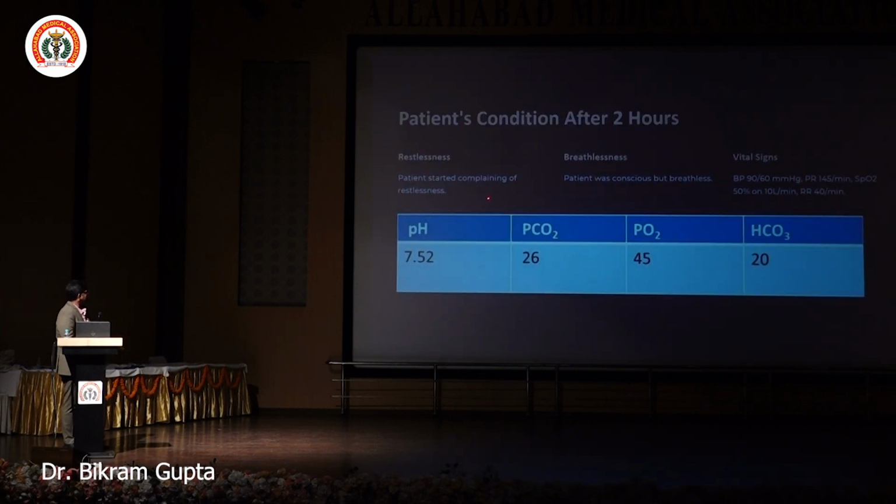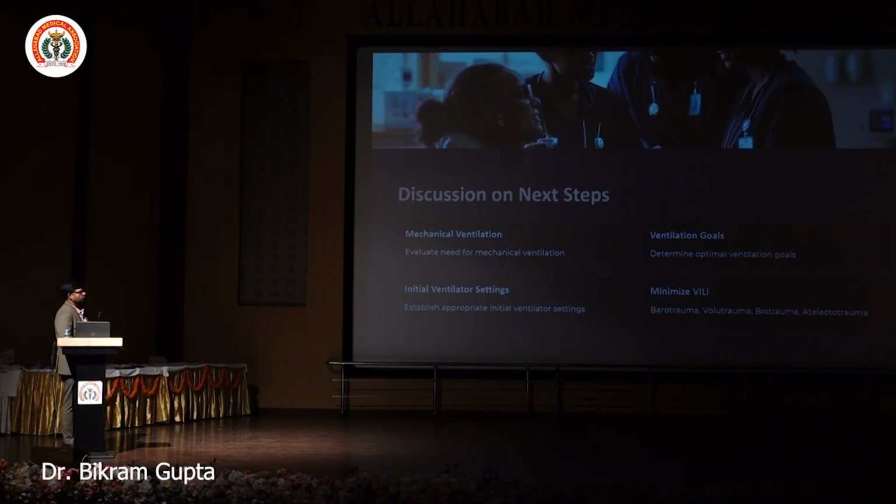So in these patients, the patient becomes more restless, more breathless, vital signs get deteriorated, pH gets worse, PCO2 is 26, PO2 is only 45, and pH is 7.52. In this patient, even with moderate hypoxemia, the patient was given the NIV trial. It is not as per the studies, as per the published articles, but if you give the NIV trial in such patients and the patient has not improved here, then we have to go for intubation and invasive mechanical ventilation.